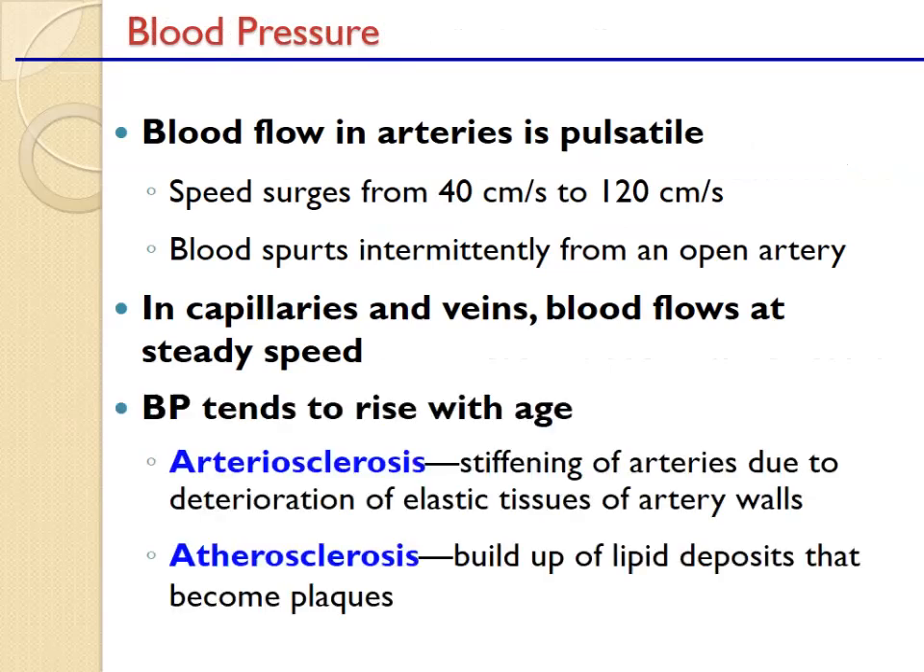Let's skip that. BP does tend to rise with age, of course. A lot of that is the compliance of the vessels. With arteriosclerosis versus atherosclerosis, arterio is the stiffening of the arteries due to deterioration of elastic tissue. Like in all aging, it seems that tissues, connective tissues especially, and muscles degenerate. So this is basically a weakening in the form of a stiffening of the elastic tissue.